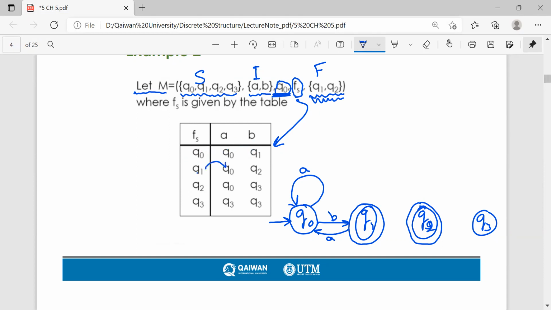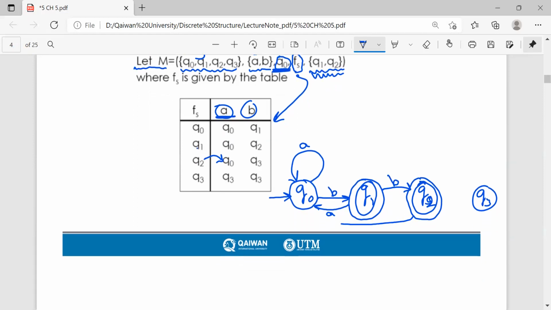Look, Q1 goes to Q0 on A, if the input is A. But if the input is B, it goes to Q2. Then for Q2, if the input is A, Q2 goes to Q0. And Q2 goes to Q3 if the input is B.